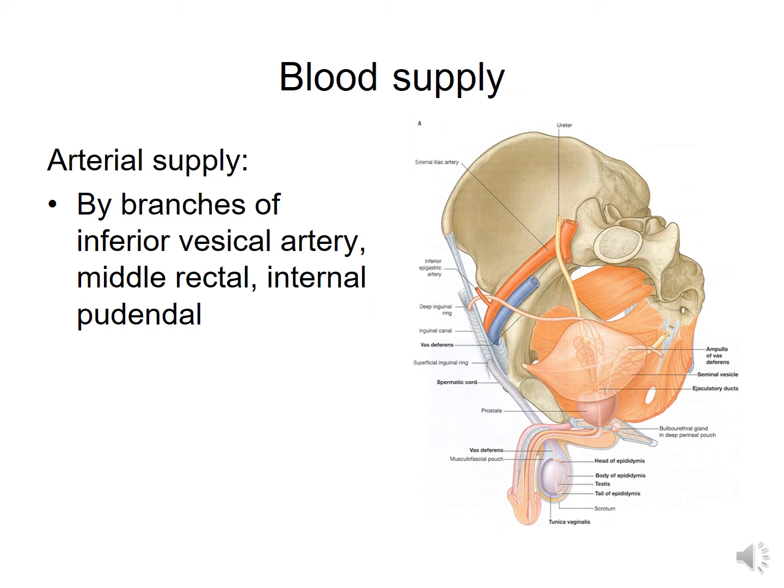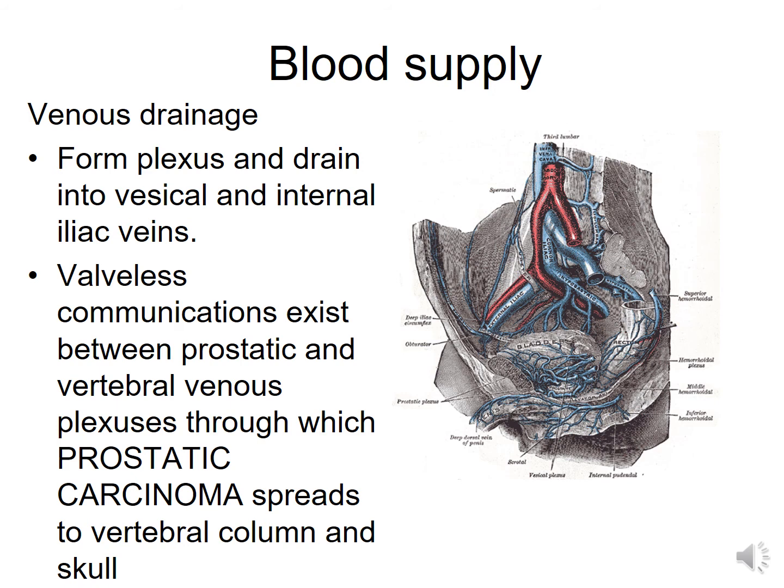Blood supply, very important, is by branches of the inferior vesical artery, middle rectal, and internal pudendal artery. Venous drainage of prostate is very important because it is in the form of a plexus, which, as we have already seen, was lying between two capsules, and it drains into the vesical and the internal iliac veins. These are valveless communications. The veins form a plexus and drain into the bigger veins, and valveless communication exists between the prostatic and the vertebral venous plexus.